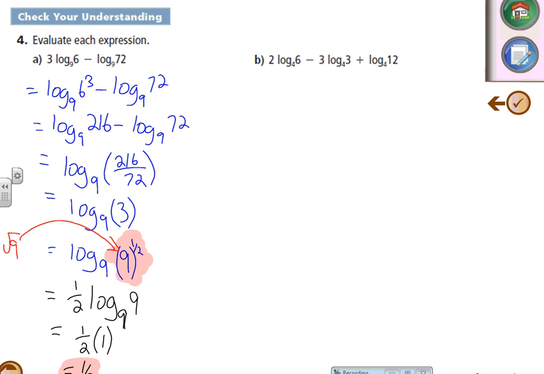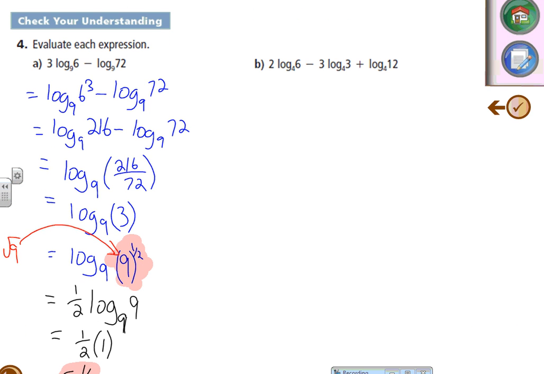Let's go to the next one. First thing is always to take every one of those coefficients up. And here we go. So we've got log base 4 of 6 to the 2 minus log base 4 of 3 to the 3 plus log base 4 of 12. And the little trick I showed you: if it's a positive sign in front, numerator. Negative sign, denominator.